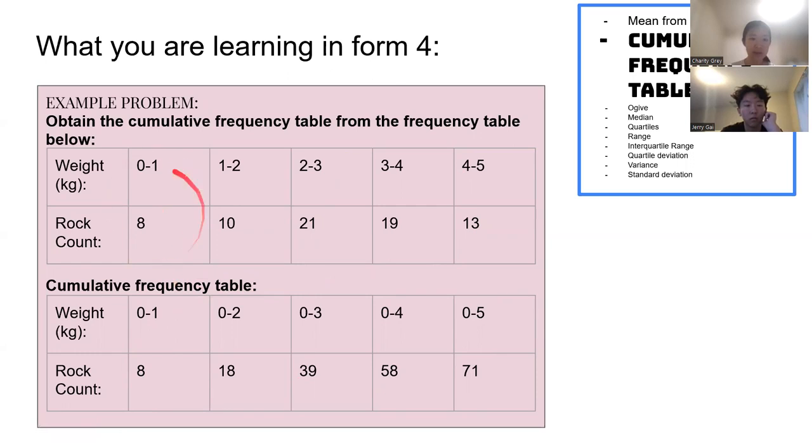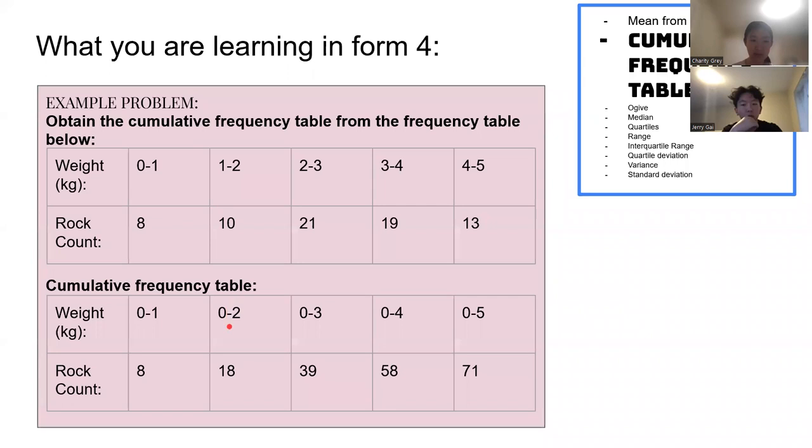So you are given that the weight from 0 to 1 is 8. And over here, the same bucket exists. So all you have to do is put the same number here. However, in the next column, you have a different bucket of weight. Instead of having the bucket of 1 to 2, you have the bucket of 0 to 2.